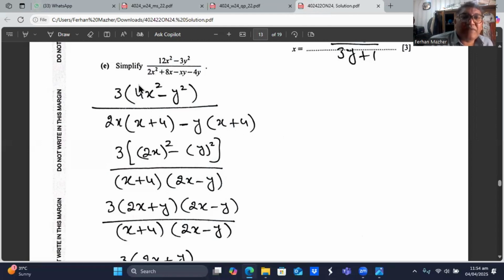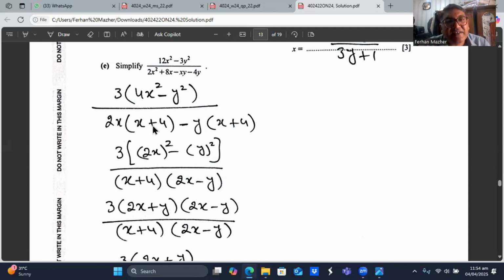So these two are perfect squares in the numerator. So a negative between two perfect squares. So you remember that formula a square minus b square is equal to a plus b, a minus b. The difference of two perfect squares is a plus b, a minus b. So these are two perfect squares, 2x whole squared minus y squared. So this can be written as 3 bracket 2x plus y bracket 2x minus y.